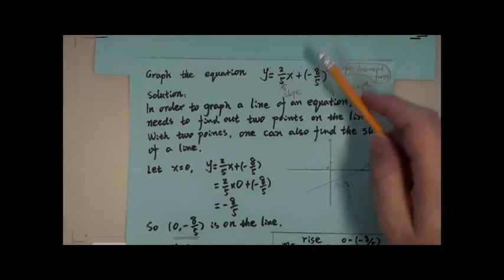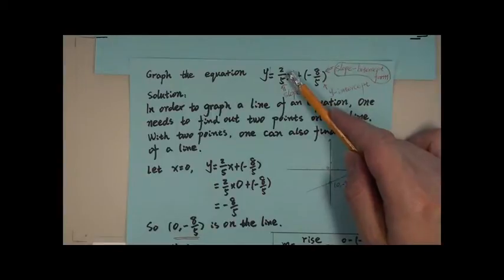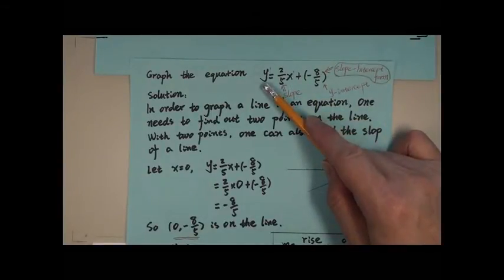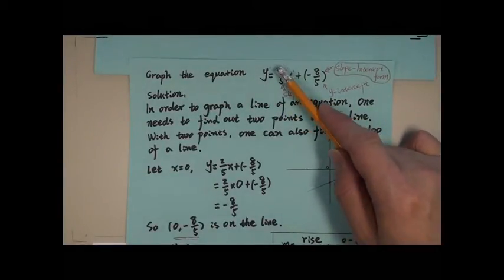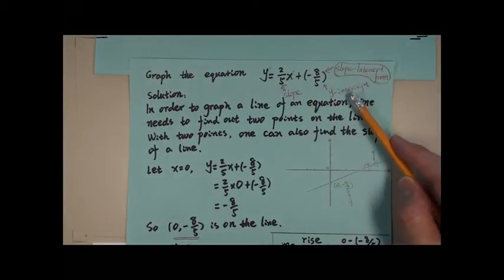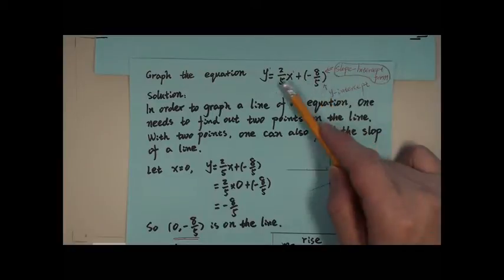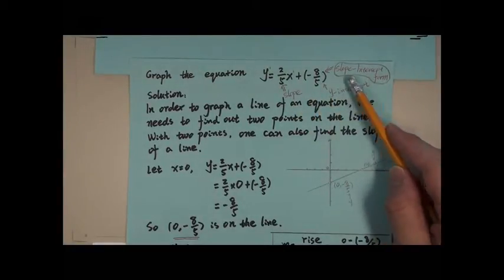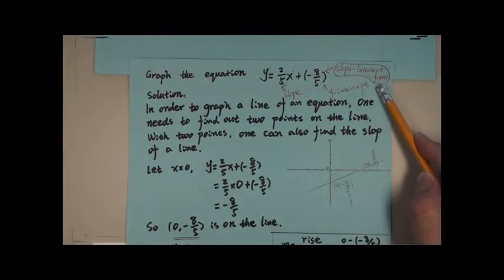You move all the x, isolate y, and you can find out the coefficient of x will be the slope. The constant will be the y-intercept. So this form is called slope-intercept form.